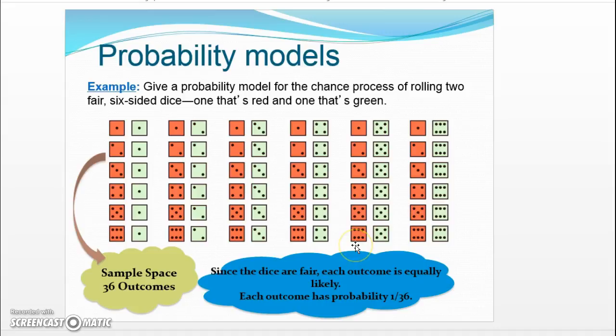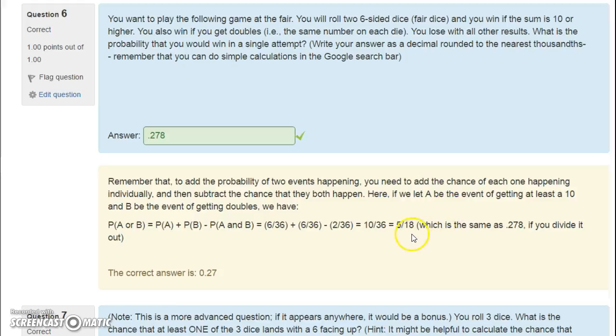If you use the overall sum rule, you could say probability of doubles is 6 out of 36. Probability of 10 or more is 1, 2, 3, 4, 5, 6 out of 36. But then you'd have to subtract the overlap, which is the pair of 5s and the pair of 6s, because they're 10 or higher and they're doubles. So we'd subtract that out. Either way, we're going to get 10 out of 36 would be considered a win. And if we divide that out, that would give us 5/18 or 0.278.